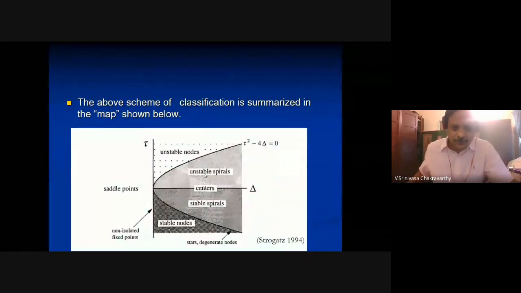So such sudden changes in dynamics are called a bifurcation, and therefore this picture shows all possible bifurcations that can occur in a linear two-dimensional system expressed as a function of delta and tau. So therefore, such maps are called bifurcation maps. This is for a very simple system, but you can do the same thing for more complicated cases.